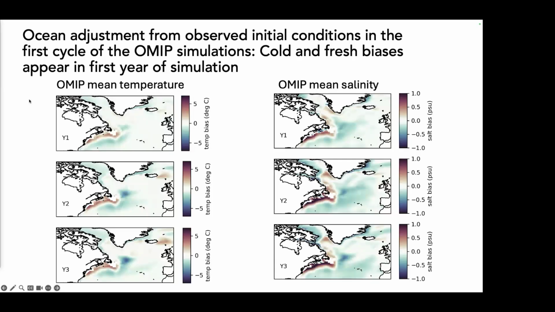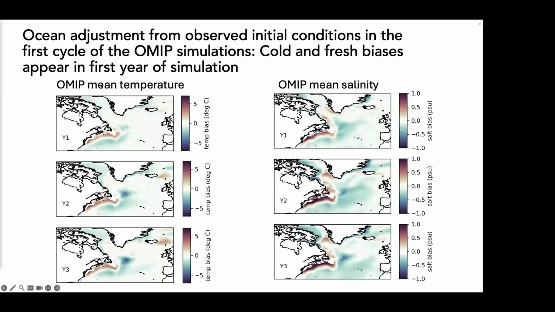And this is all fresh results from the last week, so I'm still thinking about this. Interpretations may yet vary, but something really cool: these biases start developing within the first year. This is really fast. This does not take multiple cycles. This is within, even in some cases, the first couple of months.